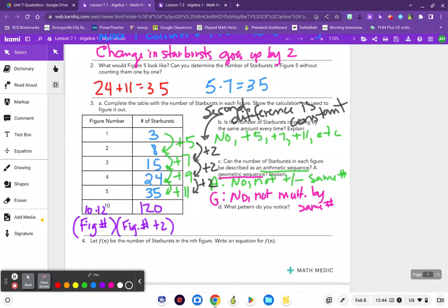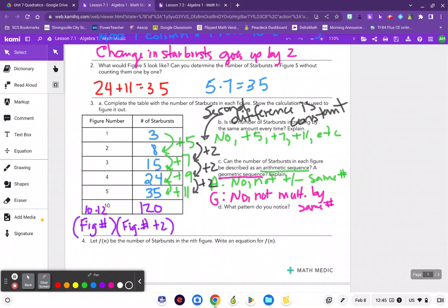That is going to be a huge deal. So if I notice that I have a pattern that's not adding the same amount each time, but that pattern is changing by the same amount each time, this second round of patterns is the same, then this is called a second difference. And that second difference is going to lead us into a new type of function that we're going to be talking about.